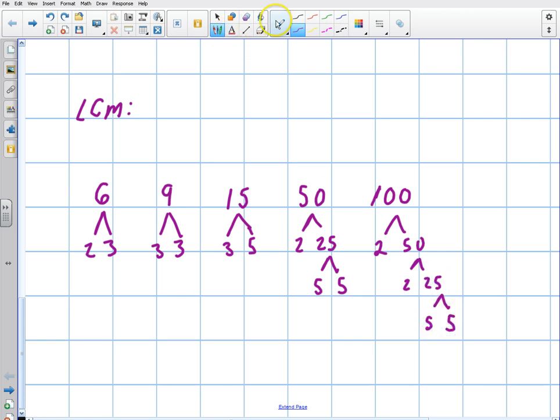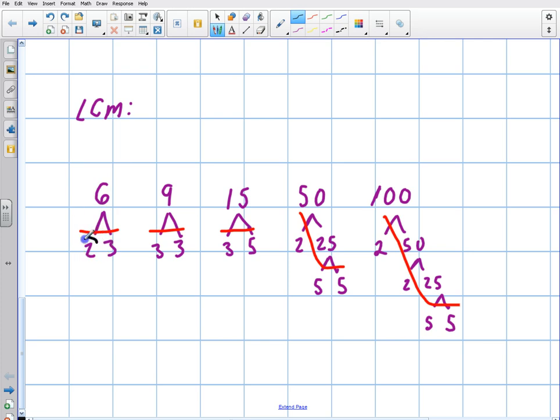Okay, so let's look at our prime factors here. I've got 2 and 3 here, 3 and 3 here, 3 and 5 here, 2, 5, and 5 here, and then my prime factors are 2, 2, 5, and 5. So let's just focus on our prime factors down here. That's all we need to do. This is not that difficult. Okay, so let's look at the numbers we have in common.